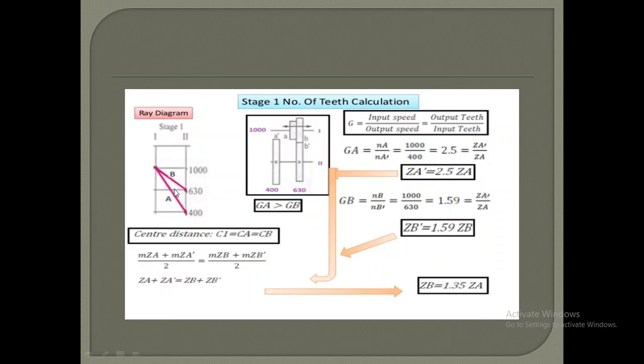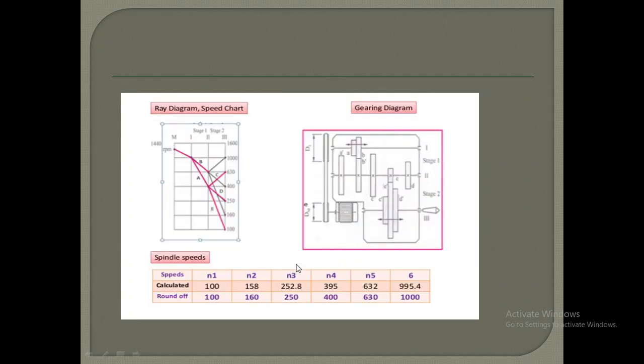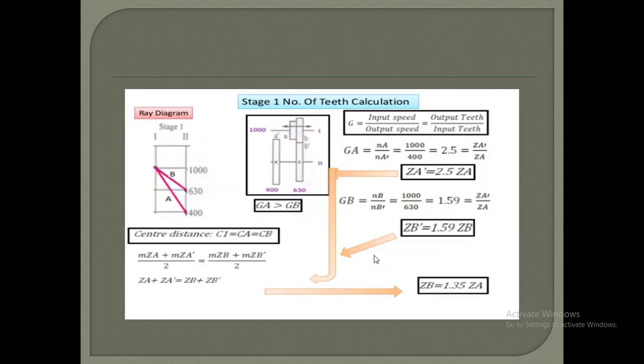Here AB is there in the first stage. Check that, the first stage has only two speeds, A and B. That speed we have shown here in the ray diagram. A and B is there, that GA is greater than GB, check that.